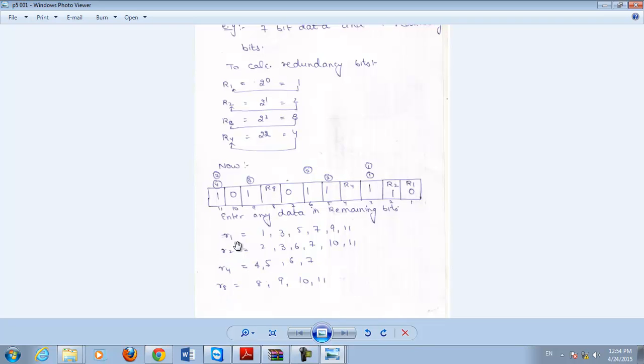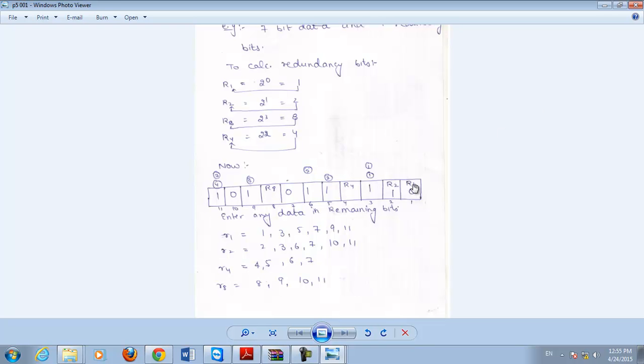In the case of R8, start from 8 and take 8 bits. But we have only 11 bits of data, so we take only 4 bits, that is 8, 9, 10, 11. These are the bits we take. Now, you have to calculate the parity for R1, R2, R4 and R8. The parity can be even or odd, similarly as we read in the parity bit.